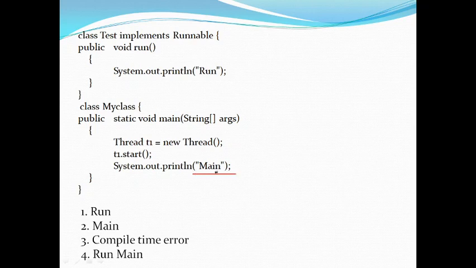If you are expecting the output as run main or main run, the answer here is main. Now if you want to get the output run also, we need to create the object of the test class: Test t = new Test, and then pass the t object to the Thread class. Then if we call t1.start, the t1.start will call the run method. Only then will we get the output either run main or main run.